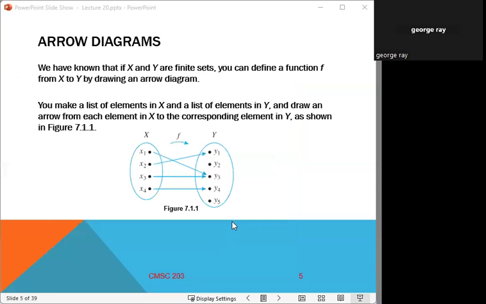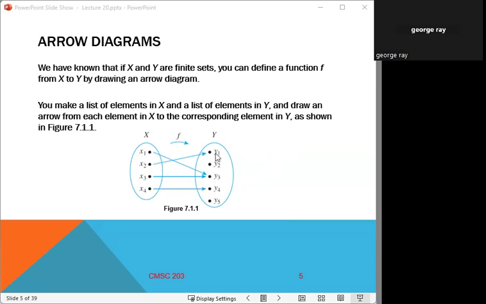So here we've got two sets, X and Y, and we have a domain of x1, x2, x3, x4, and a codomain of y1 through y5. And a function maps the values of x. Every value in x must be mapped to a value in y, and every value in x must be mapped to only one value in y. So here we have our function, and it's denoted with arrows in this arrow diagram.